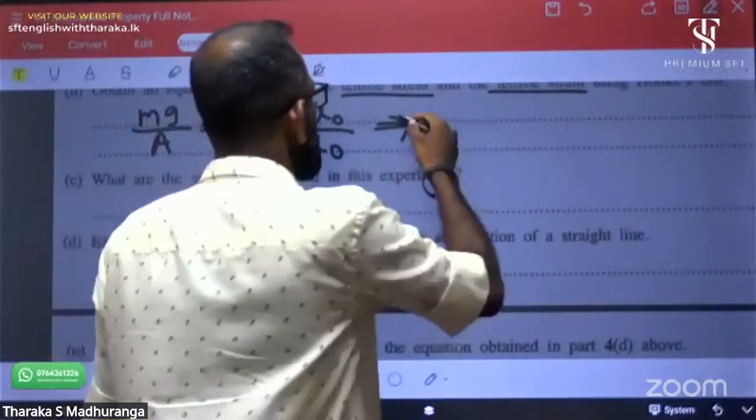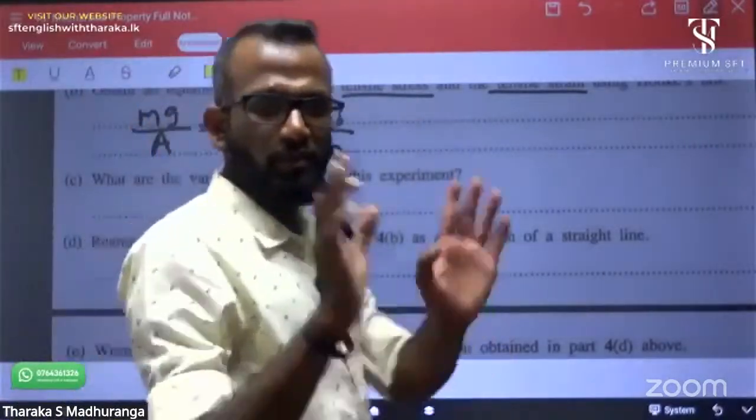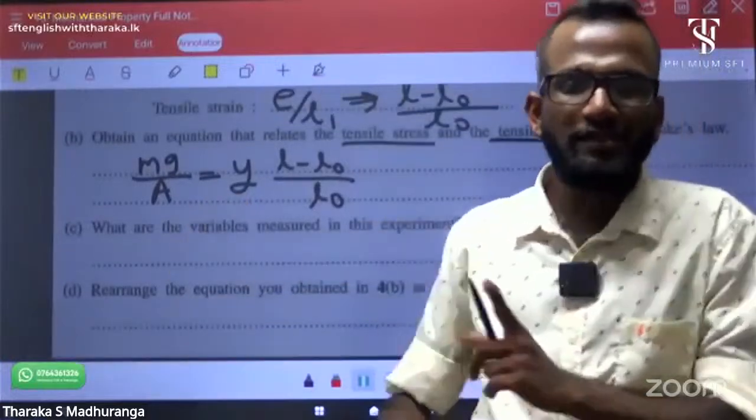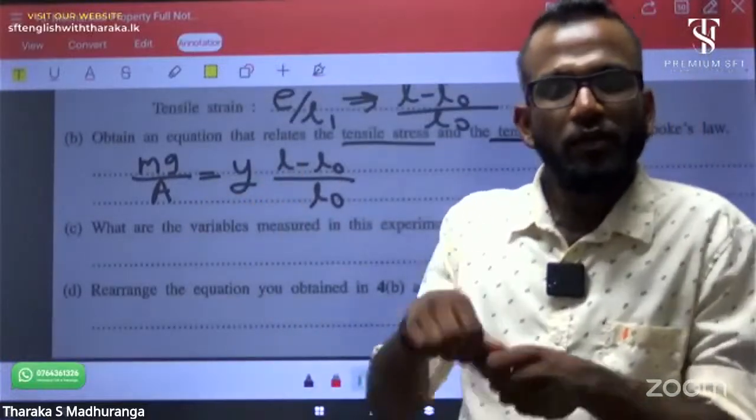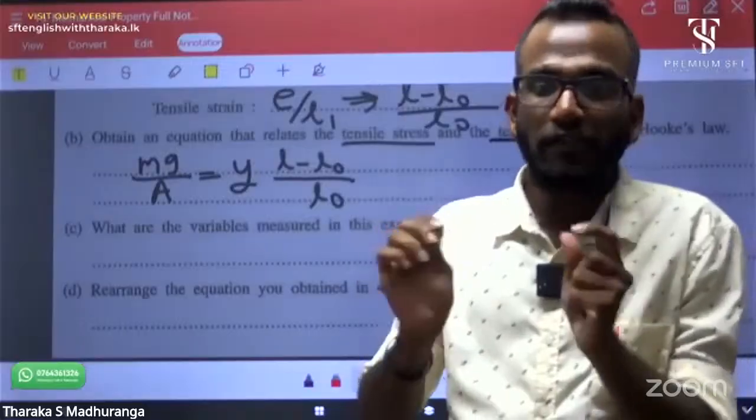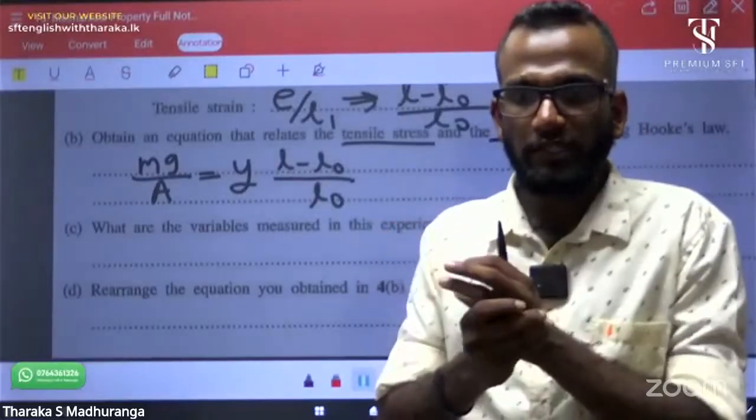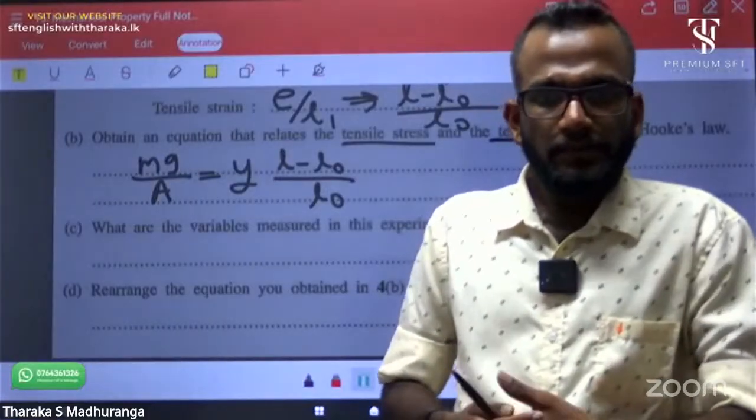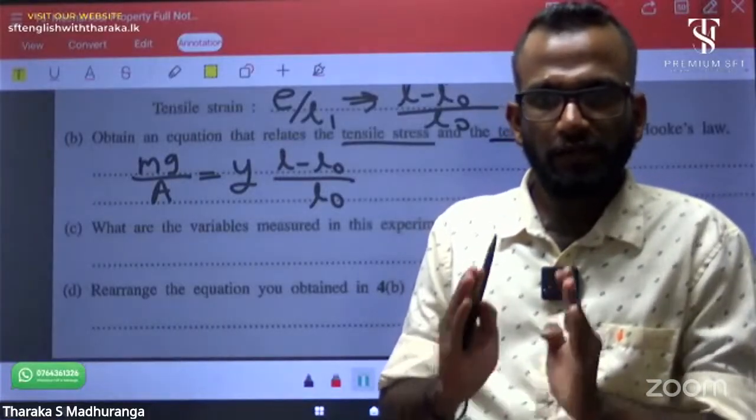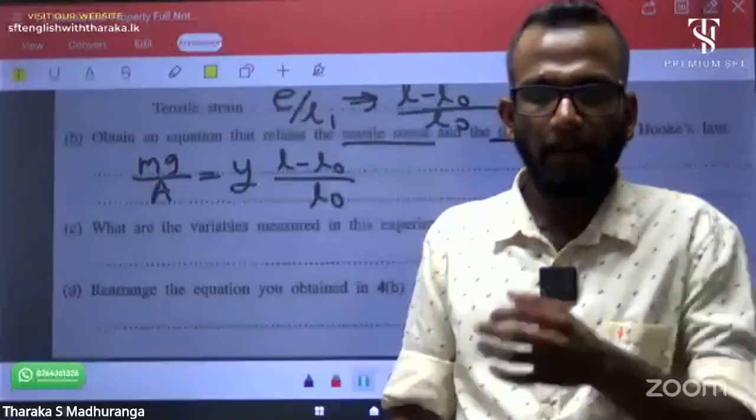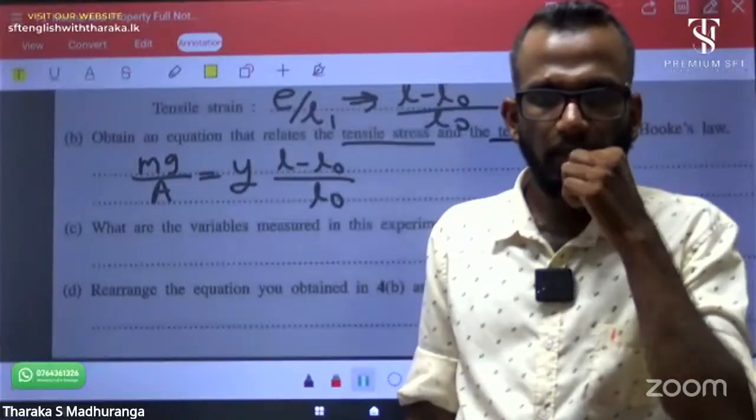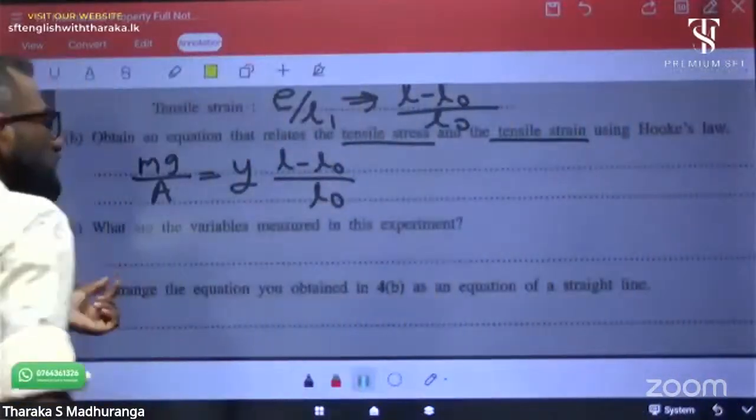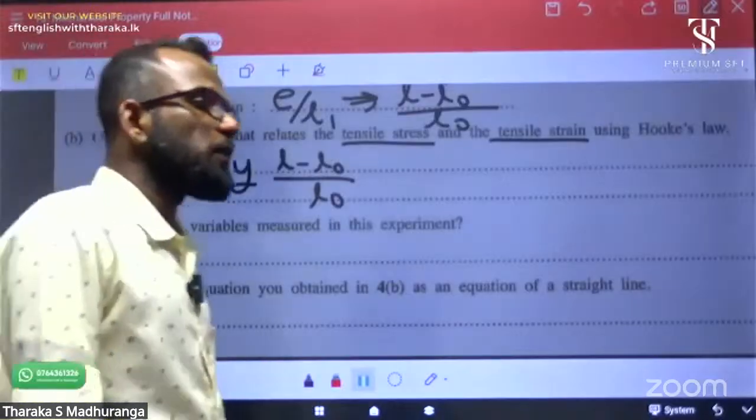The rearranged equation is given in the next question. Therefore, this basic equation is enough for this question. Okay, that's the equation. You have to note this down as an equation. The relationship is not an equation. Others, any doubt? Understood?